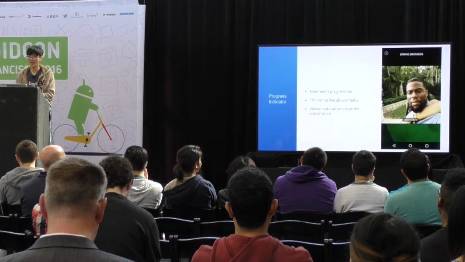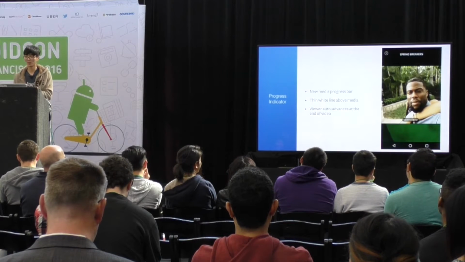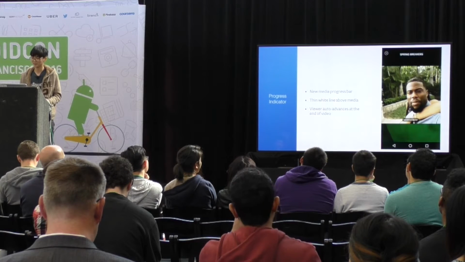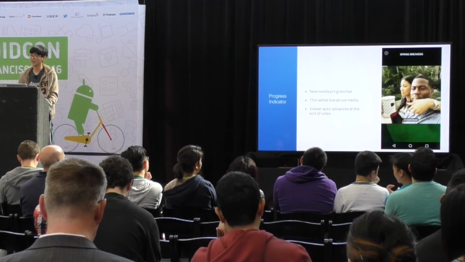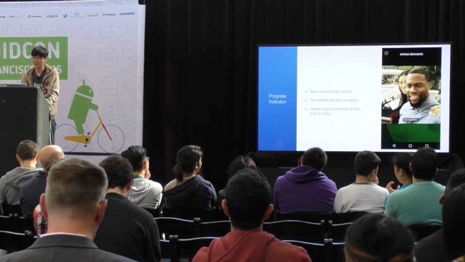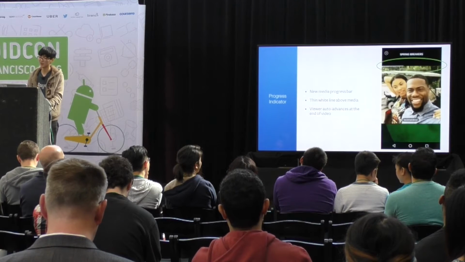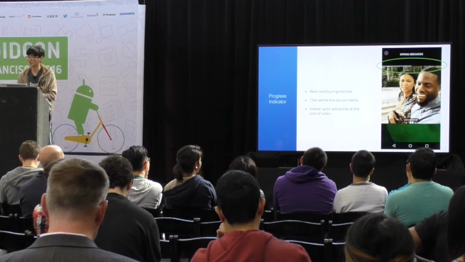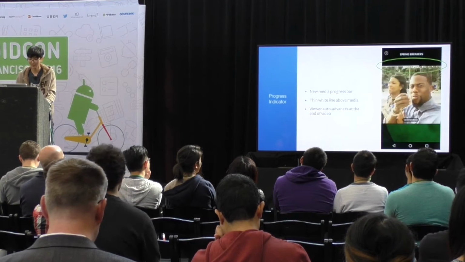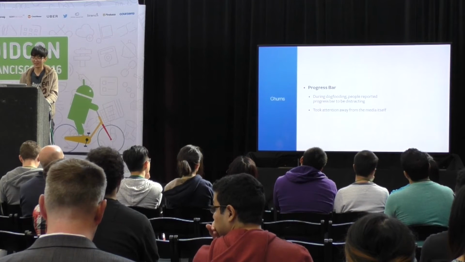Now after that, we added some more features, one of which was a progress indicator for the playing video. We added a sliver of white line just above the video to tell the user how much of the video they've watched in real time. Now this didn't turn out to be a great idea either.